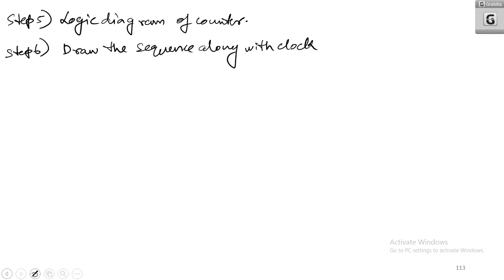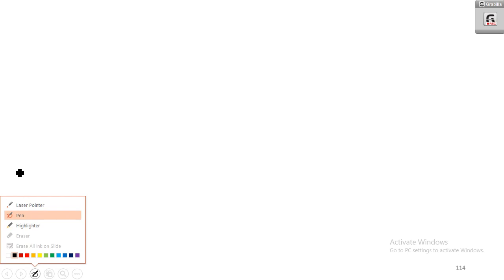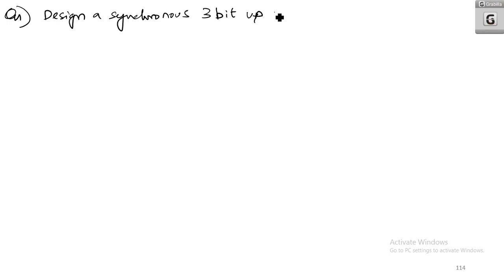Now I will start with one simple example, dealing with design. The question is: design a synchronous 3-bit up counter.